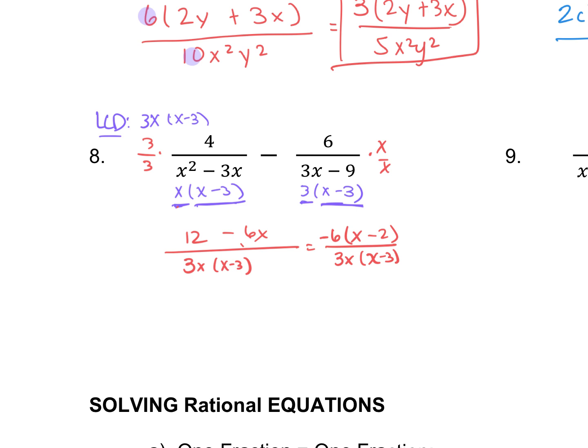Now when I look at it, I have to determine, is there anything that I can factor now that I can reduce? And if I look, I can reduce the 6 and the 3 by 3 and leave the 2 up here. So this answer will be negative 2 times x minus 2 in the numerator, divided by x times x minus 3. Okay, again, I need this solution, and I need the LCD. All right, number 9, I'm going to have you do, and we'll come back and see how you did.